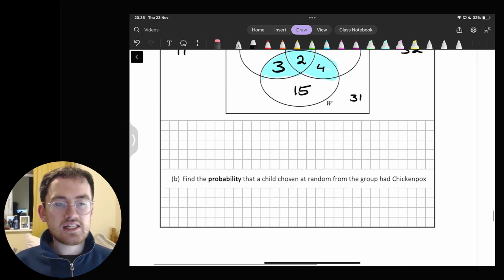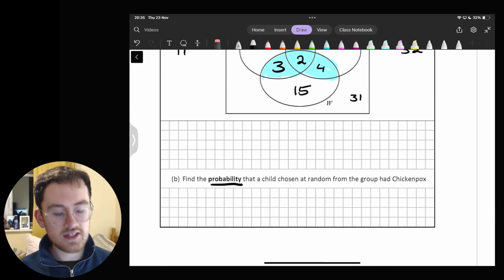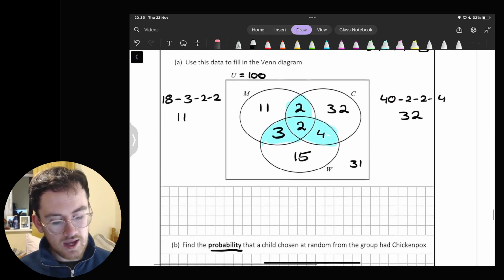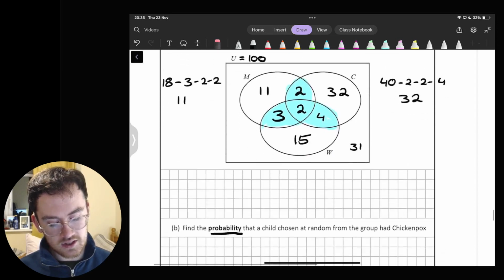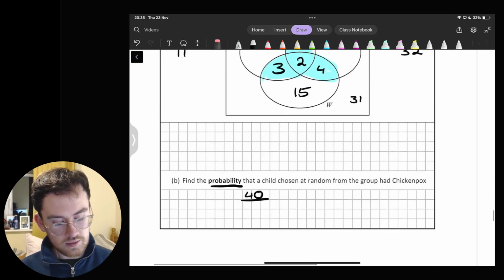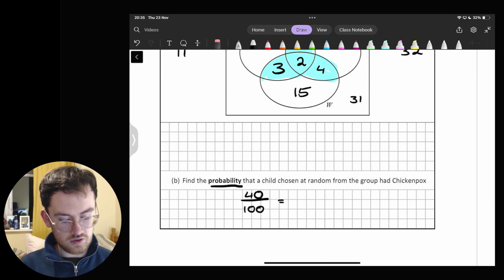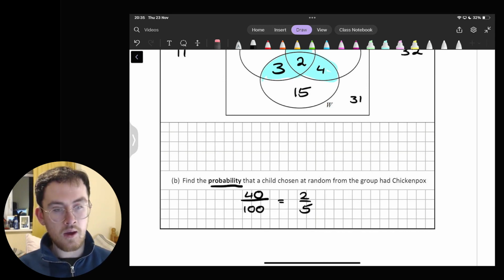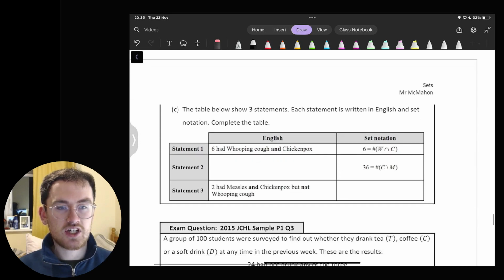Find the probability. So we see now they're trying something different. Probability that a child chosen at random had chickenpox. So how many people had chickenpox altogether? 40 people had chickenpox altogether. There were a total of 100 people. So the probability that somebody had chickenpox is 2 over 5. So there's a 2 in 5 chance that if I picked somebody at random, they would have chickenpox.